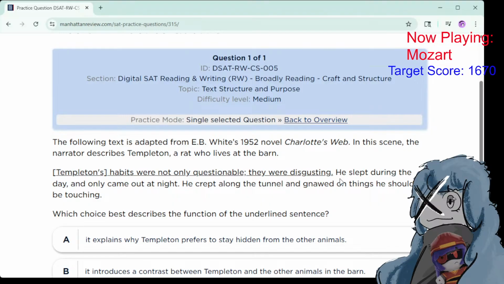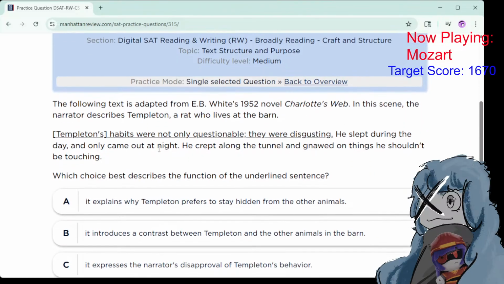In this scene, the narrator describes Templeton, a rat who lives in a barn. I don't remember anything. I remember that Charlotte dies, and she has grandchildren, and the pig talks to the grandchildren for some reason. Oh, come on! My ping habits are broken. It broke once already, and now it's broken again.